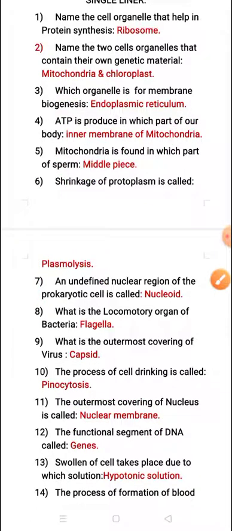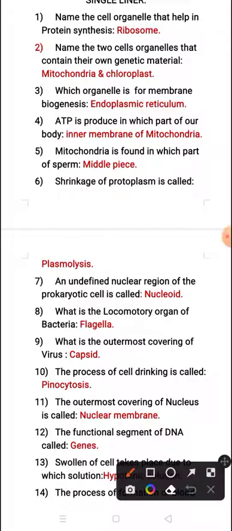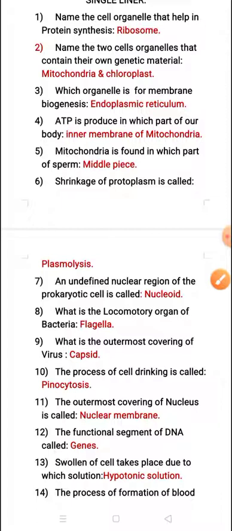Clear? Then question number 12. The functional segment of DNA is called gene. The functional segment of DNA is called gene. This is an important question.